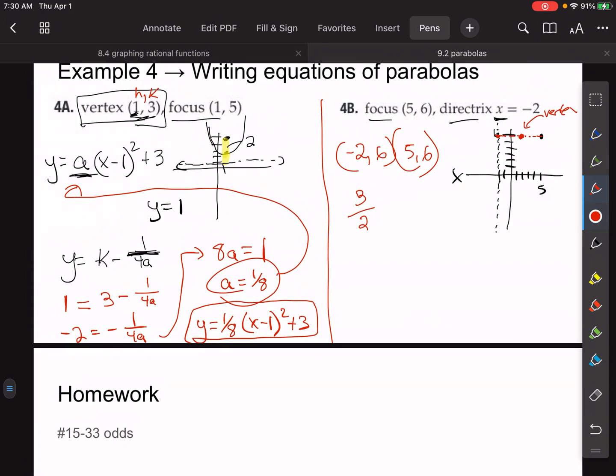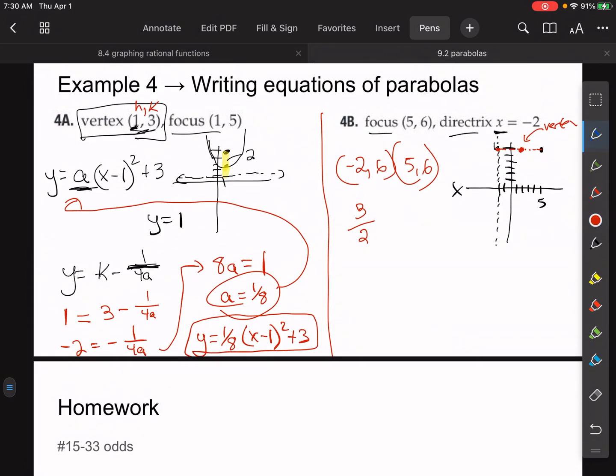This thing opens like this, right? Something like this. Okay, the vertex is at 3/2, and then obviously the y value on the vertex is going to have to be 6, right? Because that didn't change at all. If you add the two 6's together, you get 12, divided by 2, that's 6, there's a midpoint. So 3/2, 6 is the vertex.